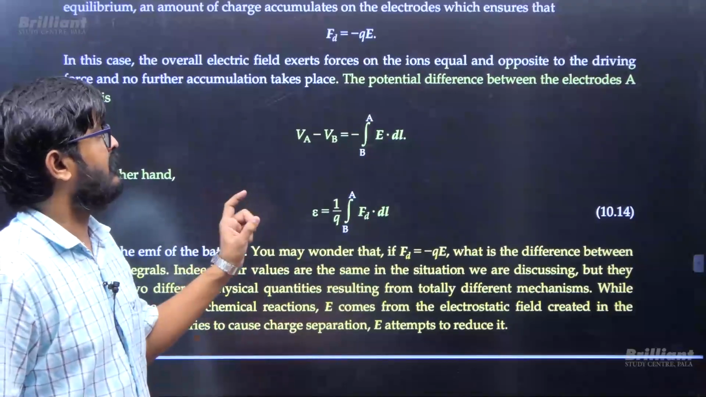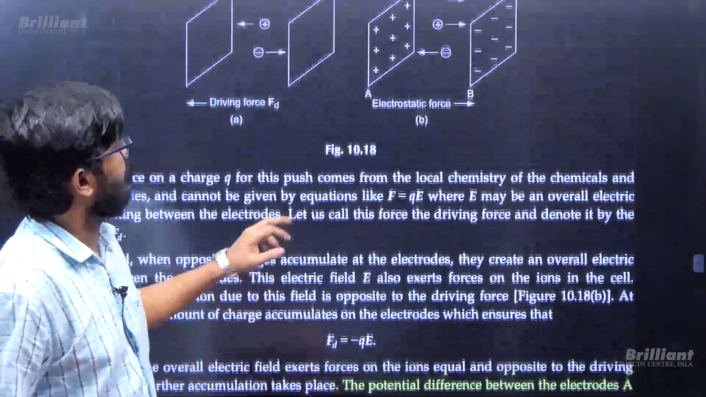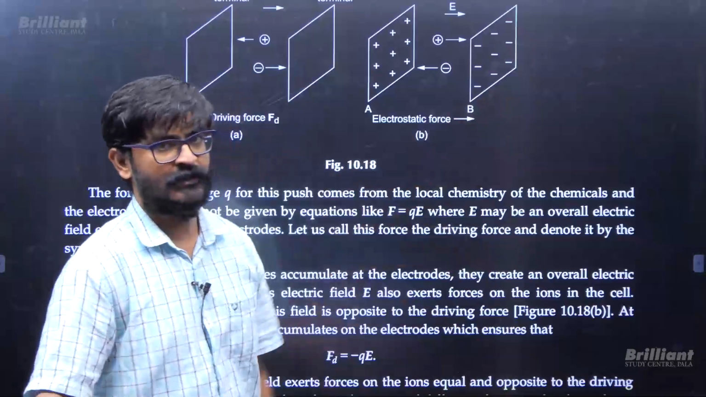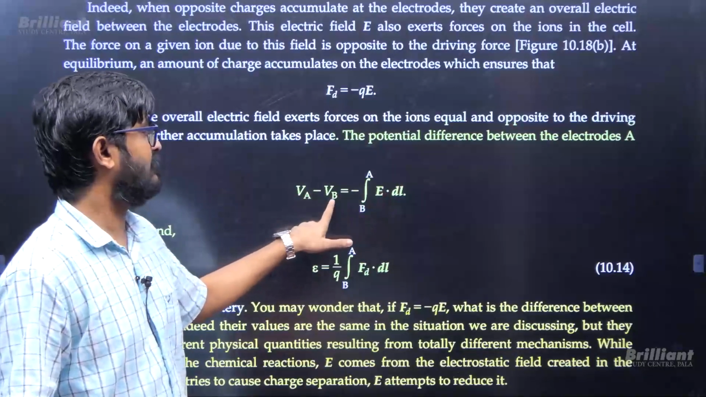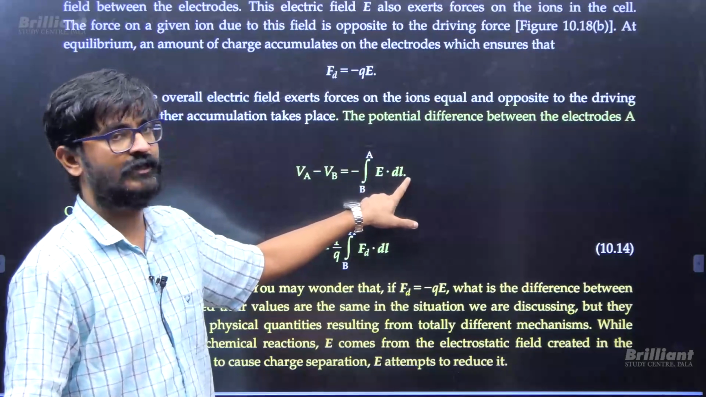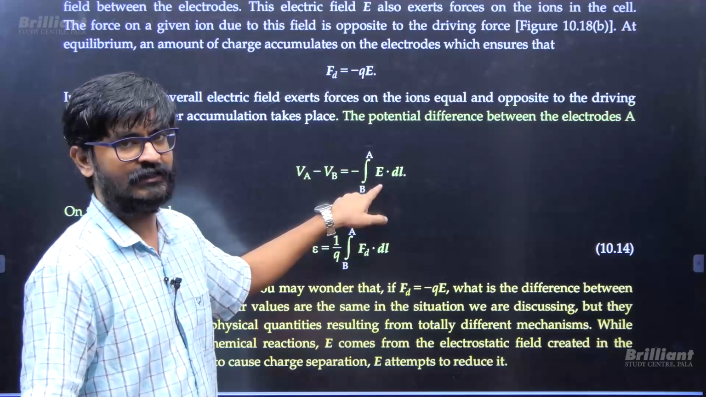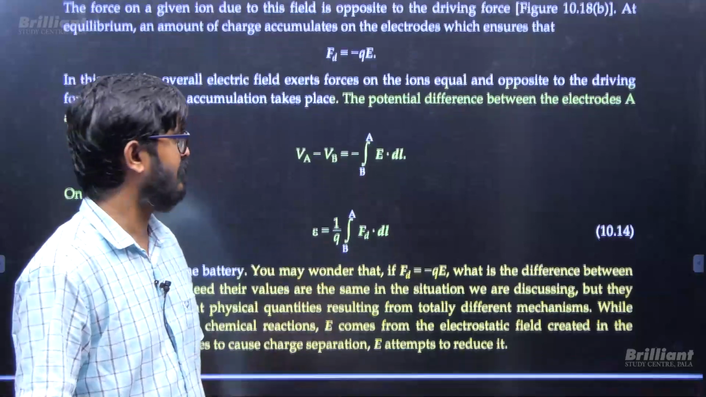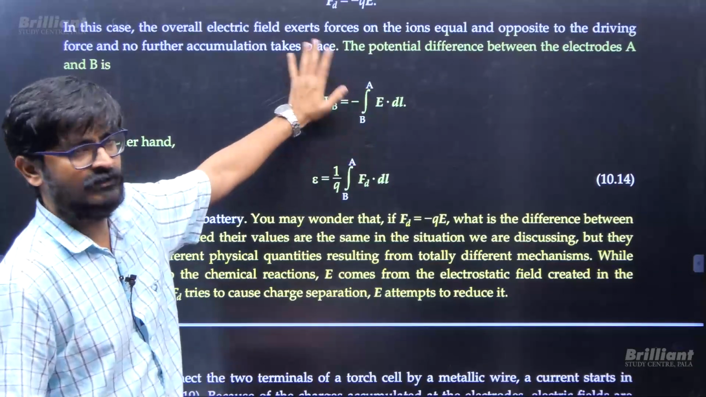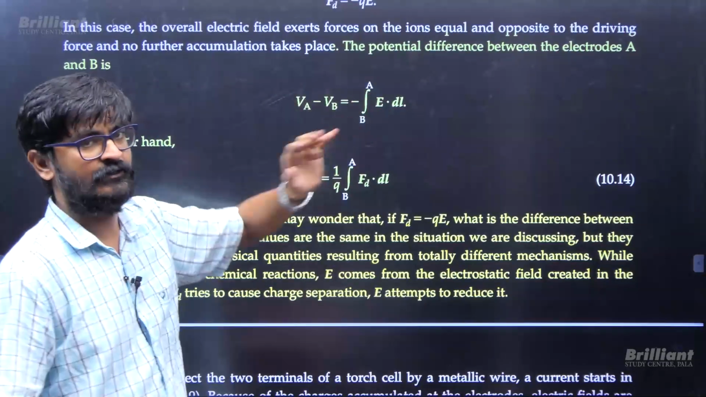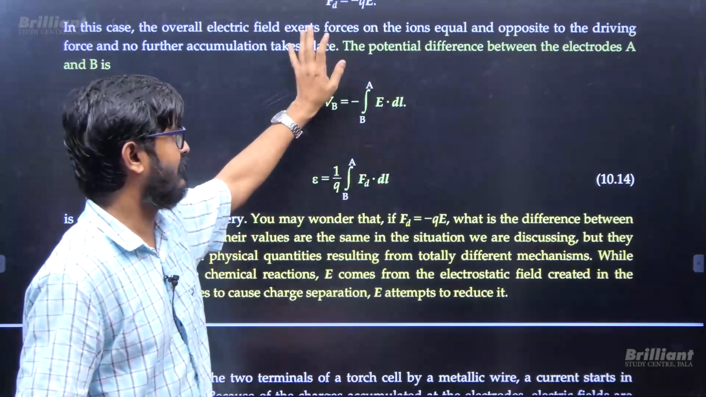Now, the potential difference between electrodes A and B will be given by the electrostatic field, that is E. So the potential difference will be given by the negative of the integral of E bar dot dl bar, where this is the conservative electrostatic field, right? This is our definition of a conservative thing. Potential difference is defined only for conservative forces, so we are defining that.